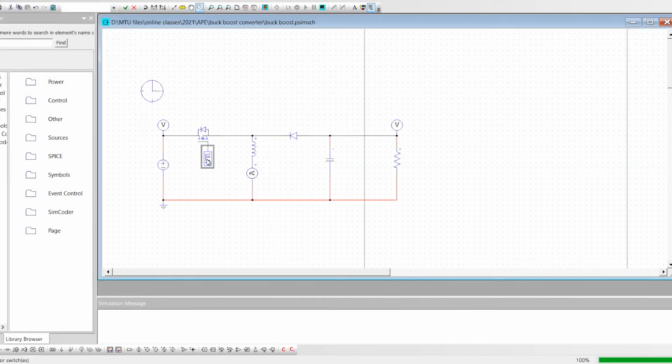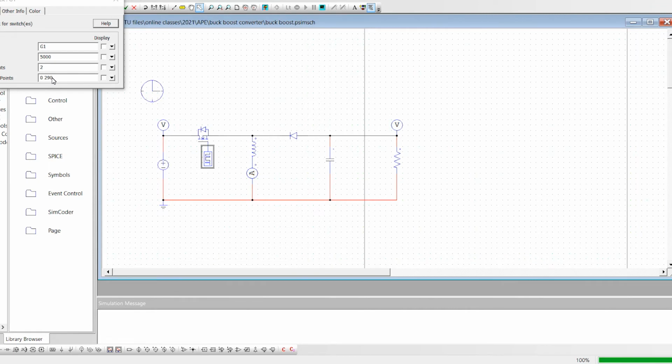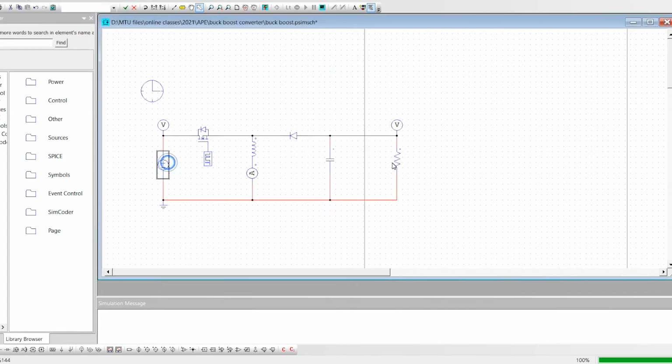It says that in the buck boost converter, buck means step down and boost means step up. So this circuit can be used either as a buck or as a boost converter. That means it can either step up or step down, depending on the duty cycle. If I give the duty cycle of 0.5, that is 0.5 into 360, which is 180, then the input and the output voltage will almost be the same.